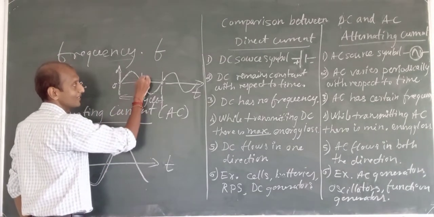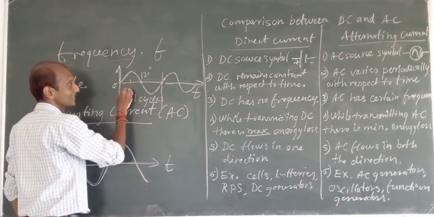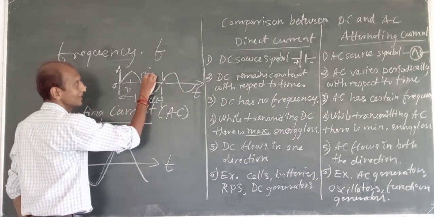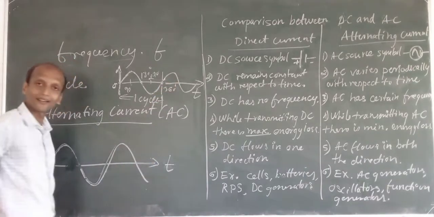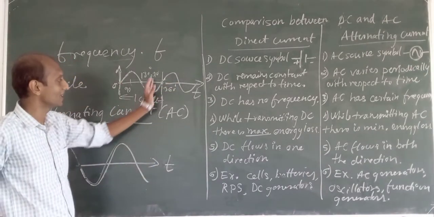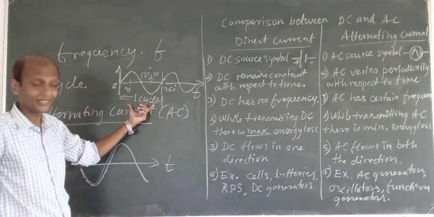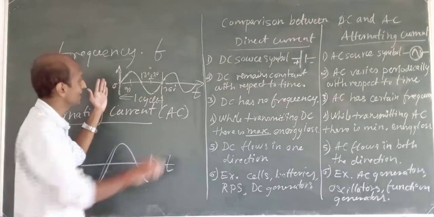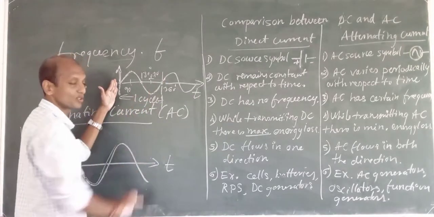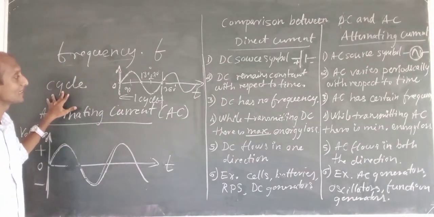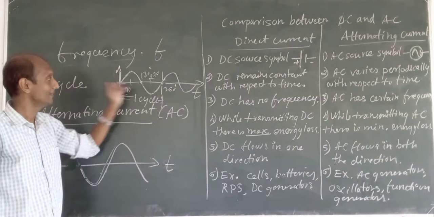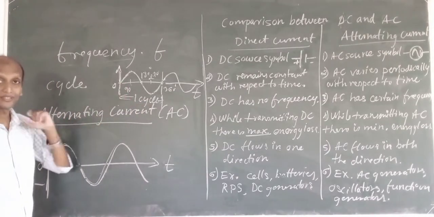From here to here the angle will be 180 degrees, isn't it? This will be 90 degrees, this is 270 degrees, and this is 360 degrees, isn't it? So likewise we have one complete cycle, from here to here. This is one cycle of an alternating quantity.